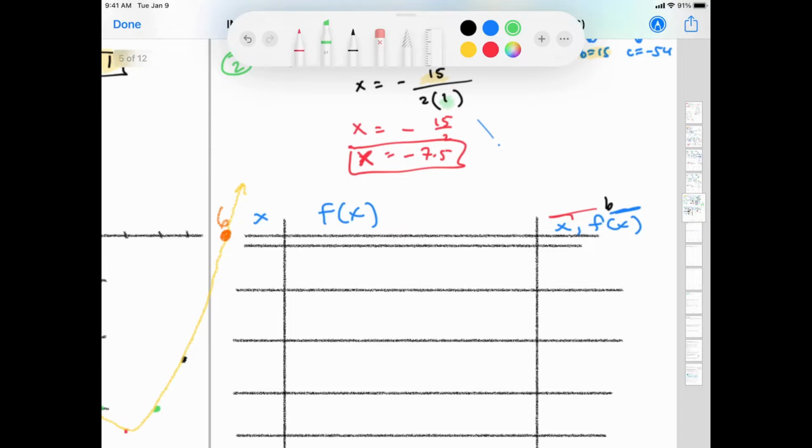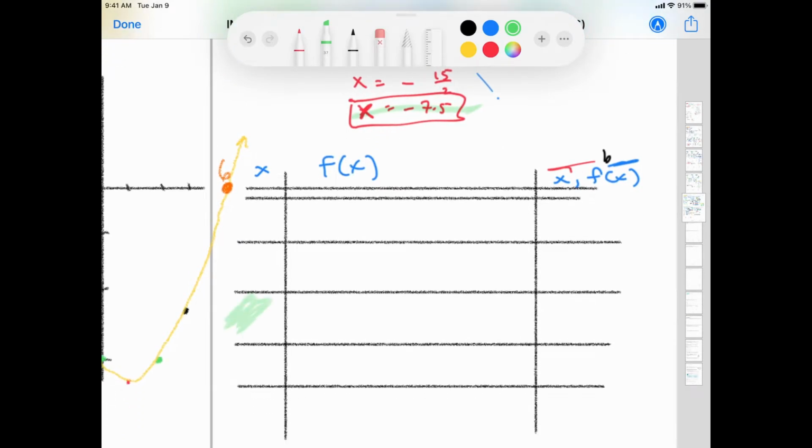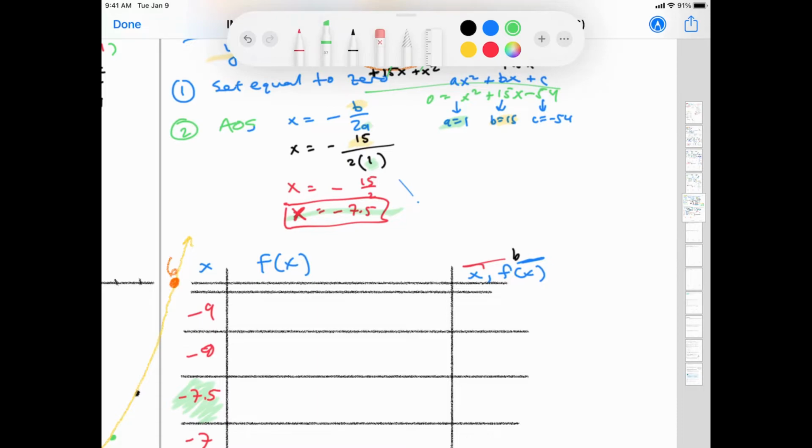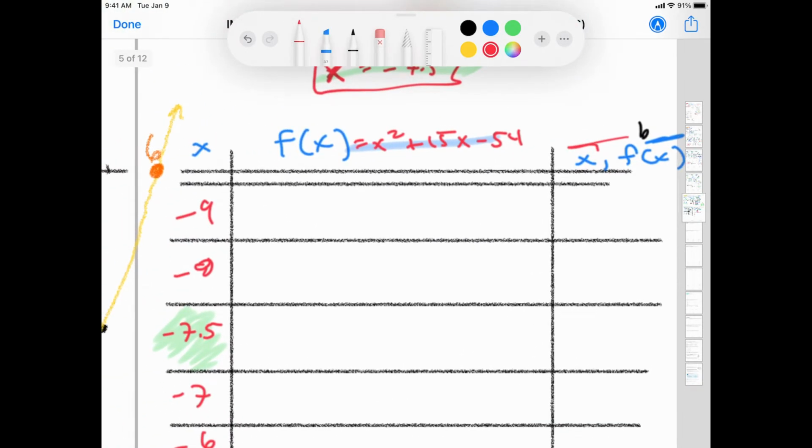Most important, this one goes right there. So negative 7.5, and like I told you, it's between negative 7 and negative 8. Okay, let's write down our equation here. Let's highlight that. I keep losing it. Here it is, in blue. Let's write that there. x squared plus 15x minus 54. And every x value, I'm going to put in parentheses to show my substitution.